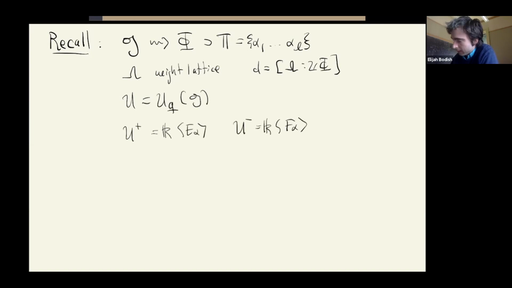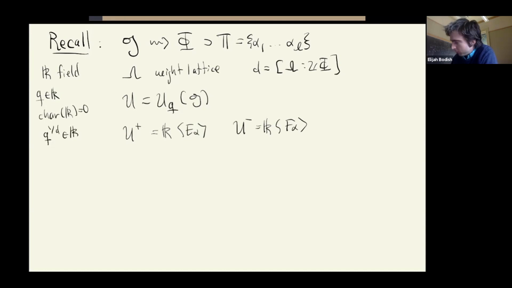And I guess I should also say, just as a reminder, K was our field, and Q in K was assumed transcendental over the prime subfield. K is characteristic 0. And we were assuming that Q to the 1 over D was in our field.